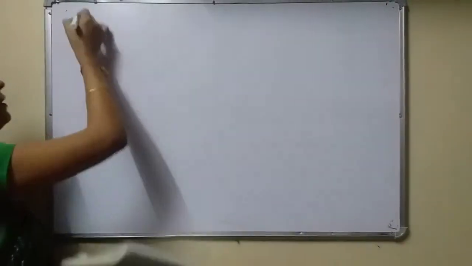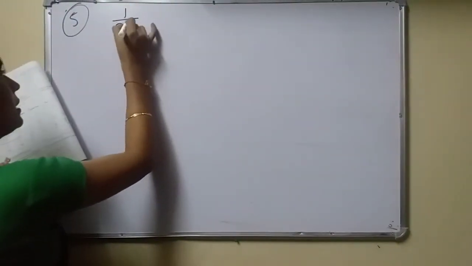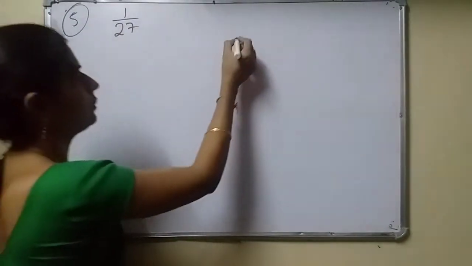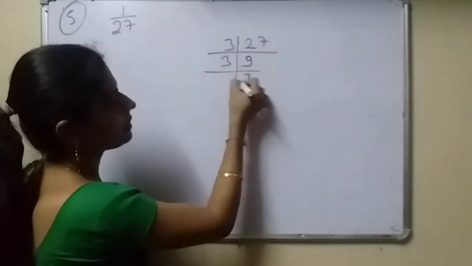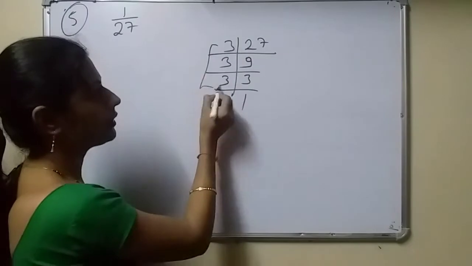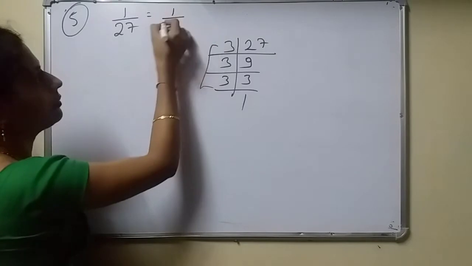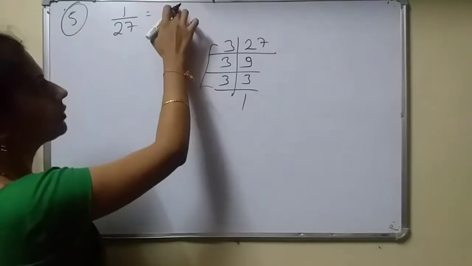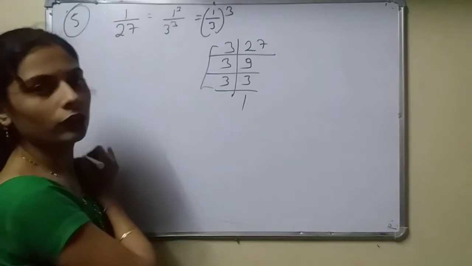Now see question number 5. Convert into power notation. How you can convert into power notation? Now see 1 by 27. How you can write 27 in power? So take out the factors of 27. 3 9s are 27, 3 3s are 9, 3 times. How many times did you get 3 here? 3 times. It means 1 by 3 to the power 3. And if you are taking the power of 1 by 3, it will become 1 by 3 whole cube. Okay?